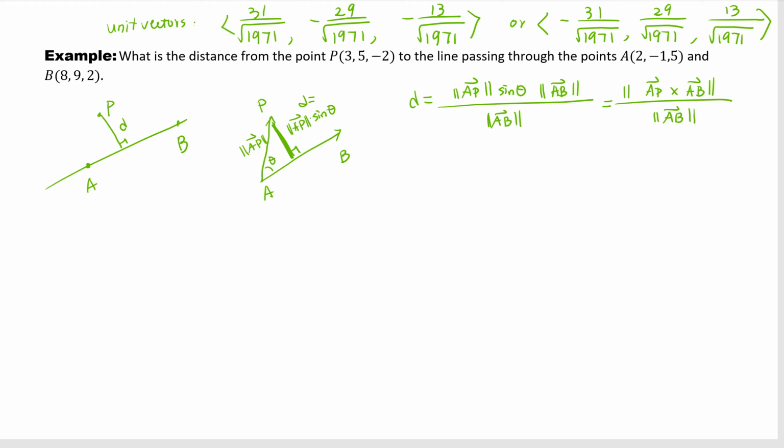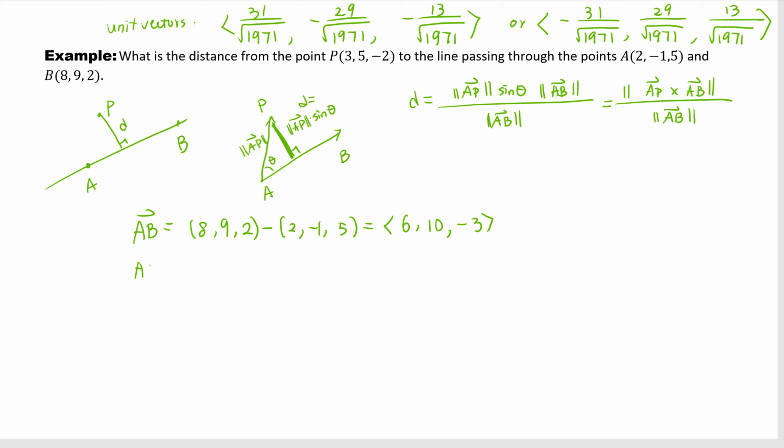Alright, now let's see, what is AB? So AB is, we use point B, 8, 9, 2, minus point A, 2, minus 1, 5. Well, that equals 8 minus 2 is 6. 9 minus -1 is the same as 9 plus 1, 10. 2 minus 5 is -3. So far, so good, everybody.